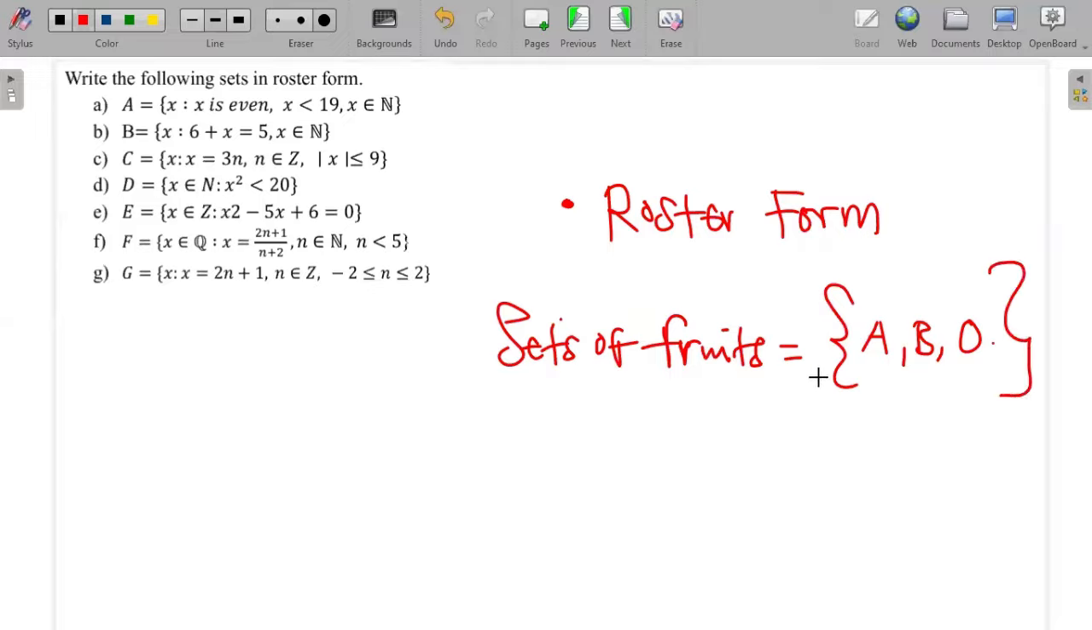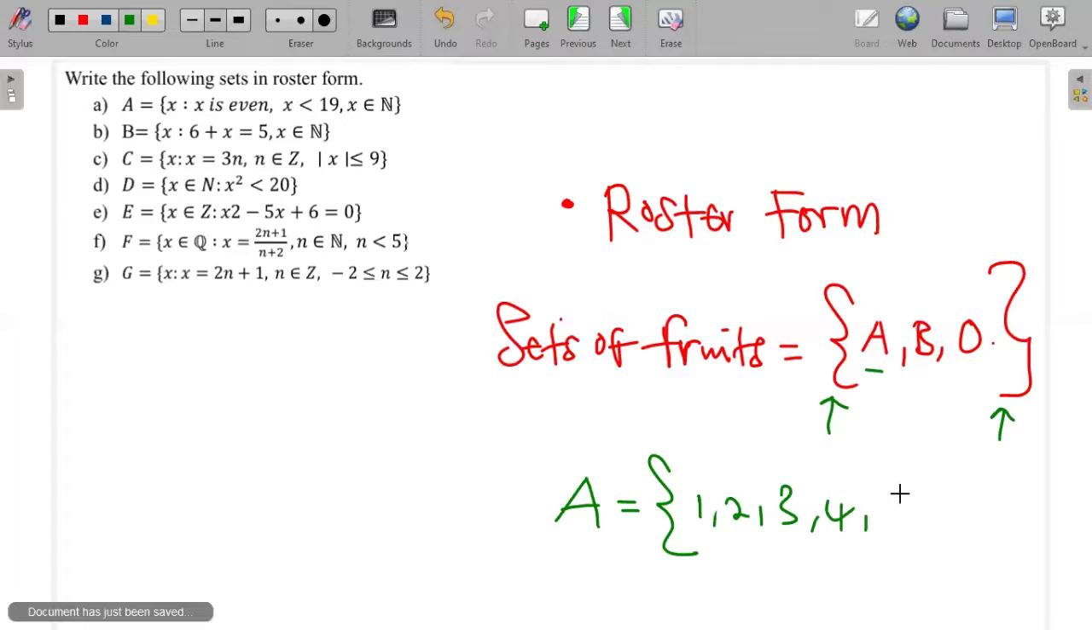Whenever you see a set with these types of brackets, these are called curly brackets, and the elements are separated by commas like this. This is what we call the roster form. You're simply listing the members or the elements of that set. An easy example would be: set A has the elements 1, 2, 3, 4, and 5. Whenever you see something like this, just know that that's a roster form. You're representing a set by listing the elements contained in that set.